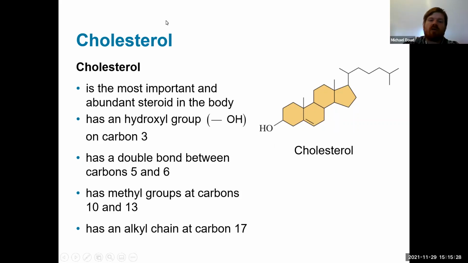So now, cholesterol in particular has a hydroxyl group on carbon 3. There's a double bond between carbons 5 and 6. 2 methyl groups, carbons 10 and 13. And then finally, this long kind of funky alkyl chain over on carbon 17.